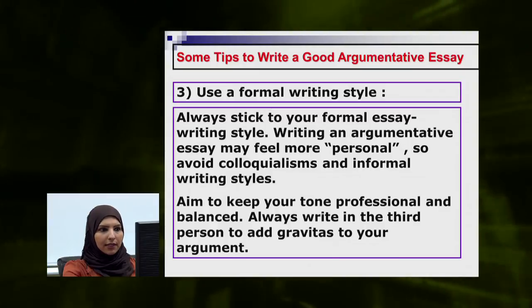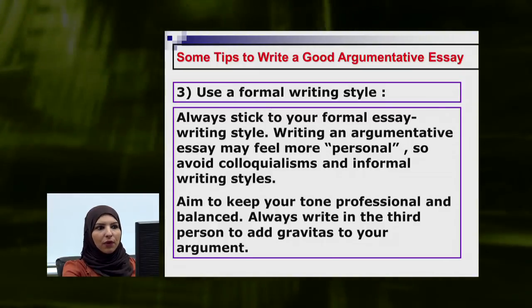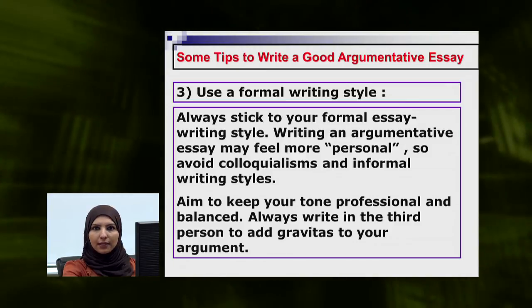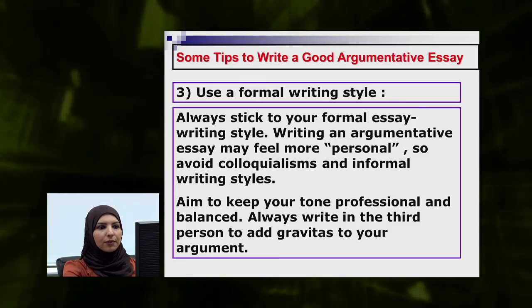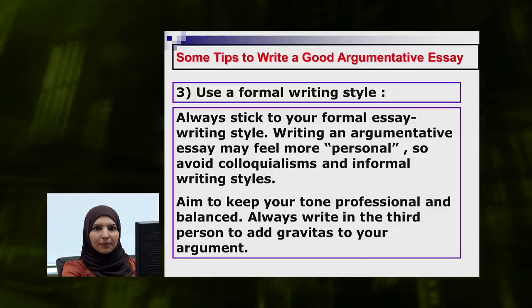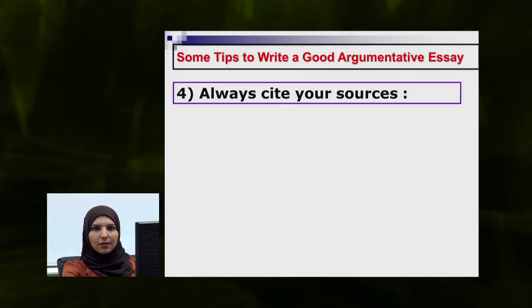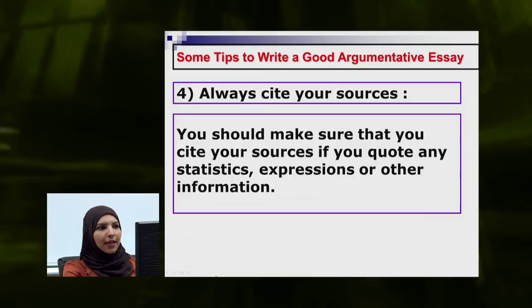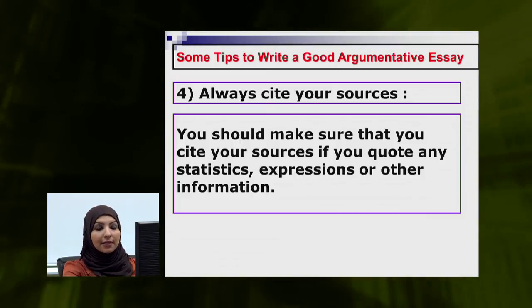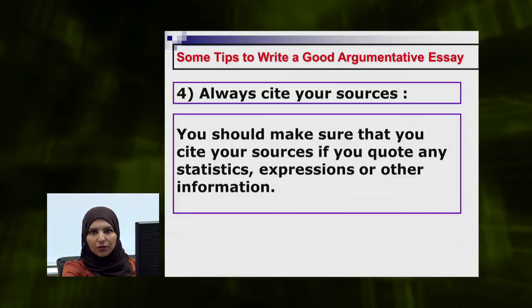The third tip for you is to use a formal writing style. So, always stick to your formal essay writing style. Writing an argumentative essay may feel more personal, so avoid colloquialism and informal writing styles. In addition, aim to keep your tone professional and balanced. Always write in the third person to add gravitas to your argument. The fourth tip is always cite your sources. You should make sure that you cite your sources if you quote any statistics, expressions, or other information.